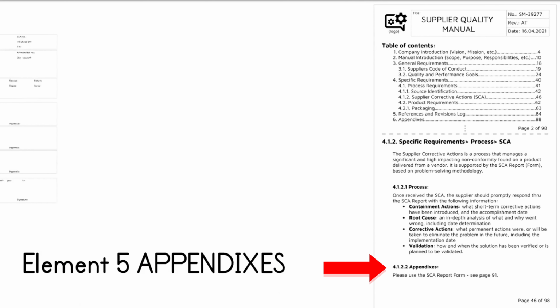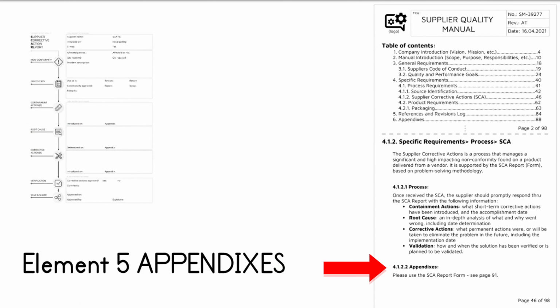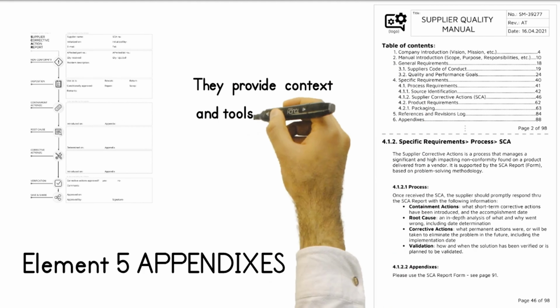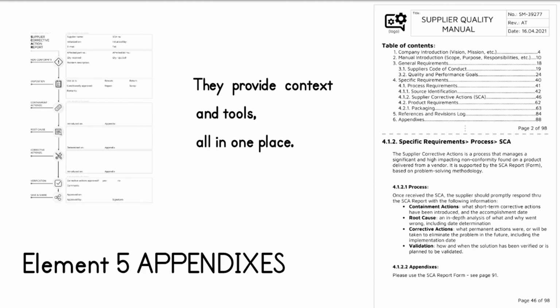The appendixes offer supporting material, for example forms, SCA reports, PPAP checklists, reference documents or standards, definitions of terms and acronyms, submission expectations by part type or risk level. They provide context and tools, all in one place.